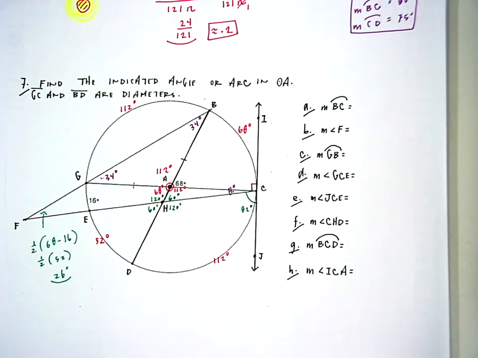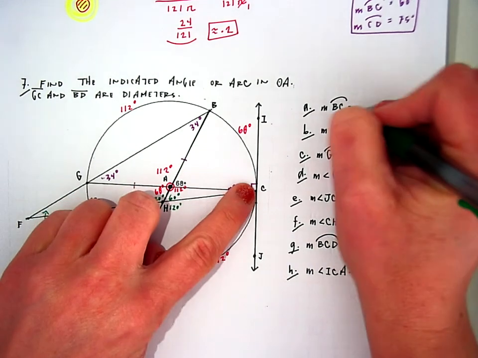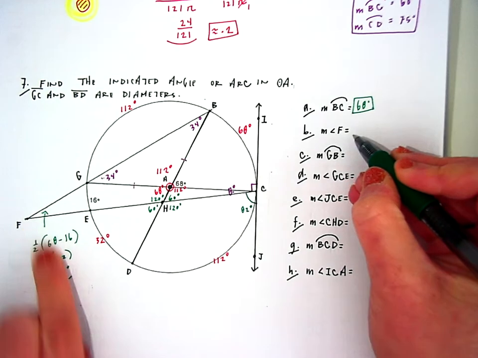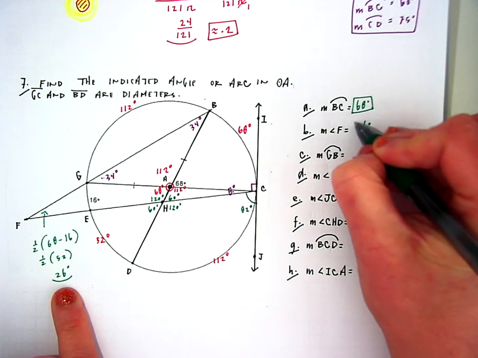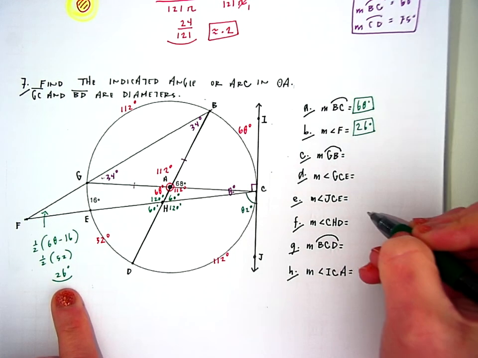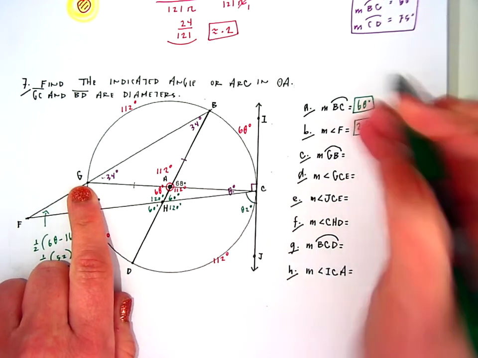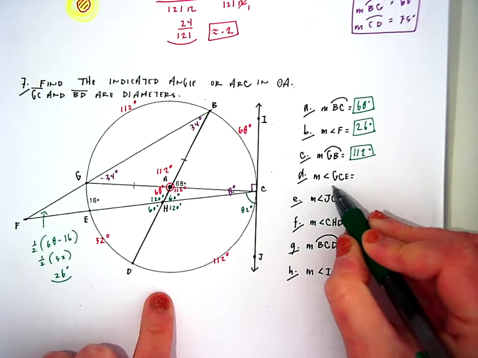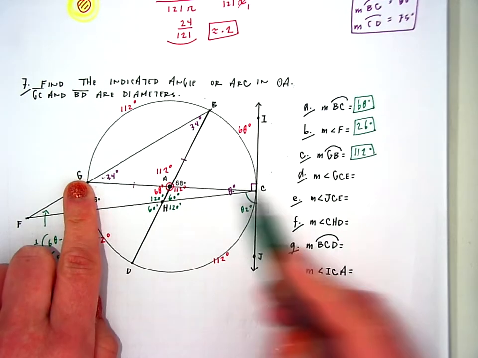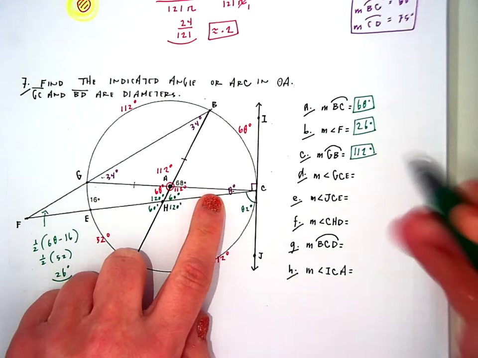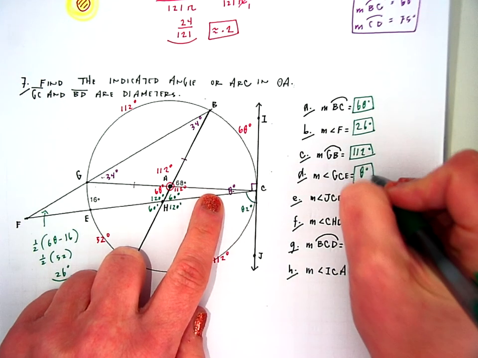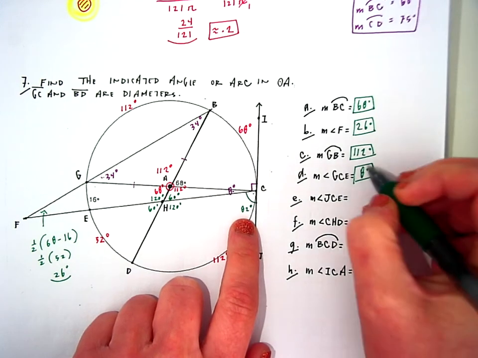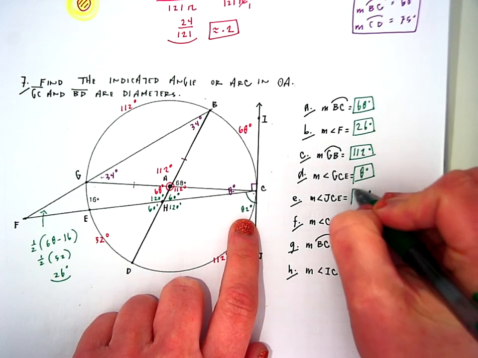All right, so the measure of arc BC, right there, we got 68 degrees. Angle F, that measure right there was 26. Arc GB, so here's GB right here, 112. Angle GCE, that little tiny one right there, is 8 degrees. JCE right there is 82 degrees. Good thing that I filled in that last little part.